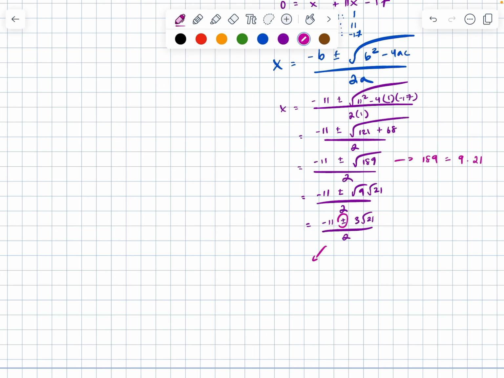Alrighty. Well, if I break this apart into its two component parts, I've got a plus case and a minus case. So either x could be equal to negative 11 plus that 3 root 21 all over 2, or it could be equal to negative 11 minus that 3 root 21 all over 2.